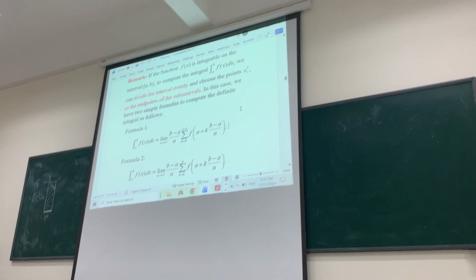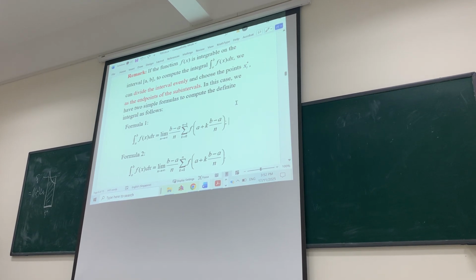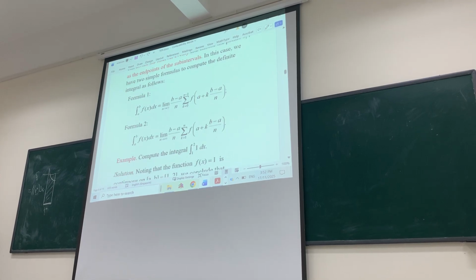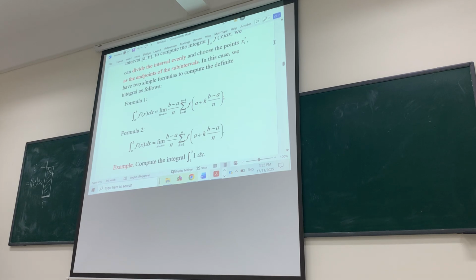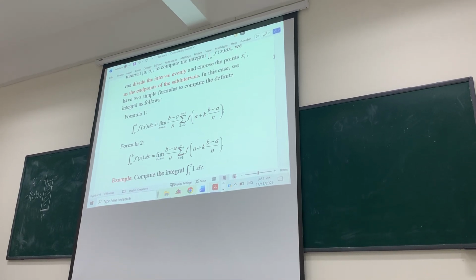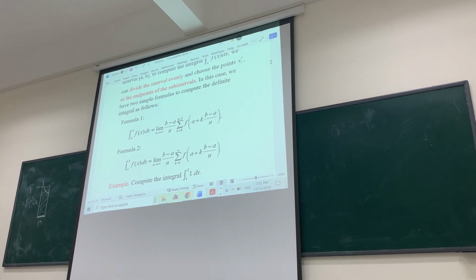Formula 2 to evaluate the definite integral. Now let me give you an example. Example: compute the definite integral from 1 to 2 of 1 dx.